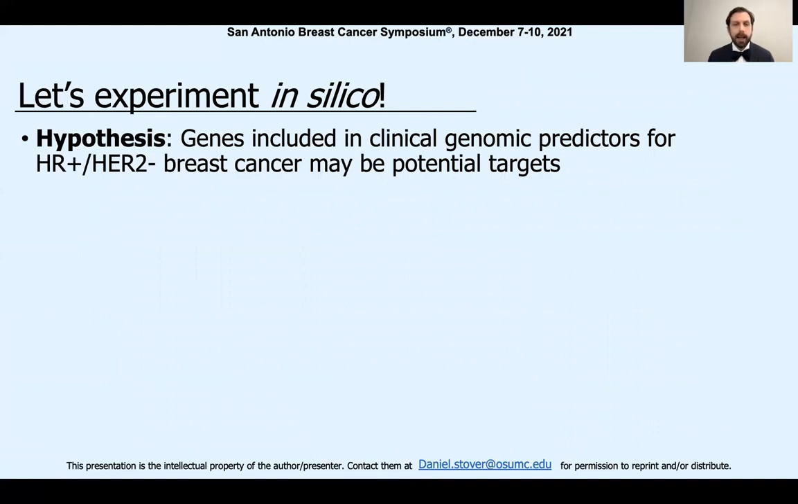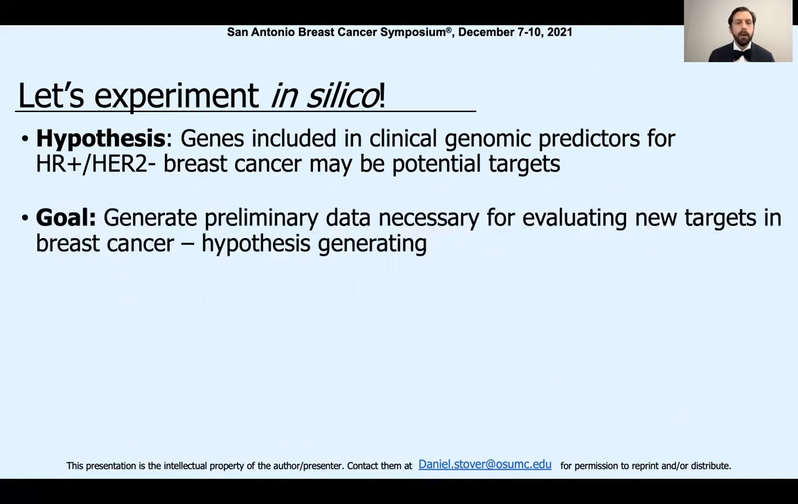And so for this exercise, I put together the hypothesis that genes included in clinical genomic predictors for hormone receptor positive, HER2 negative breast cancer may be potential targets, something that we could explore more. Our goal here is to generate preliminary data necessary for evaluating new targets in breast cancer. So, acknowledging that this is a hypothesis generating experiment.